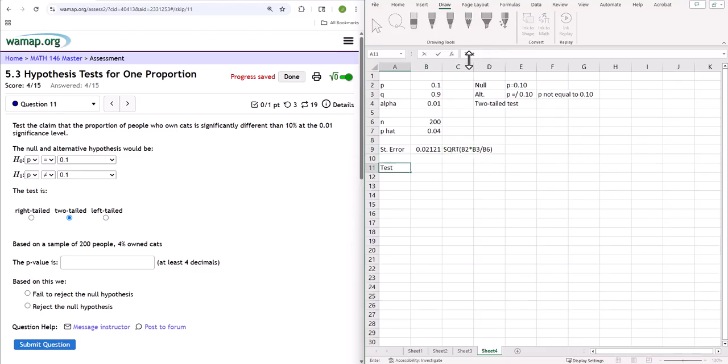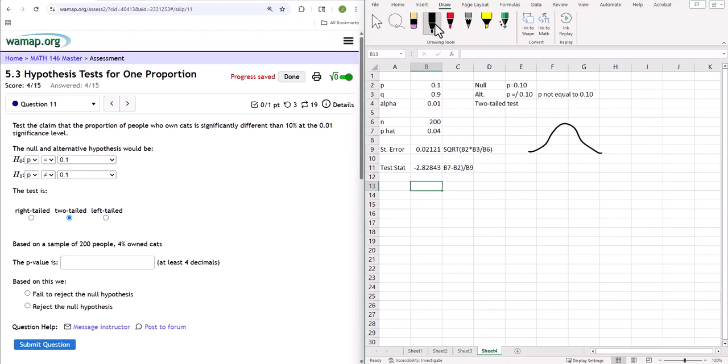Now again, I like to find my test statistic. I'll call it my test stat. Again, we take an equal sign, and we have P hat, we subtract P, and we divide by our standard error. And again, I'm letting Excel do all the rounding and the arithmetic work there. Okay, not sure what I did there. So, now, my picture.